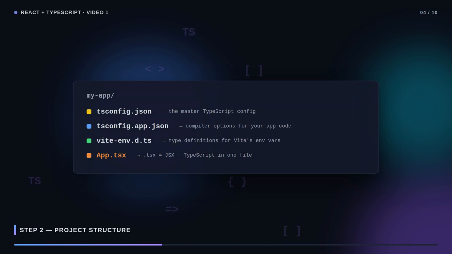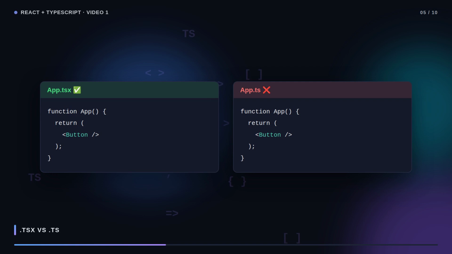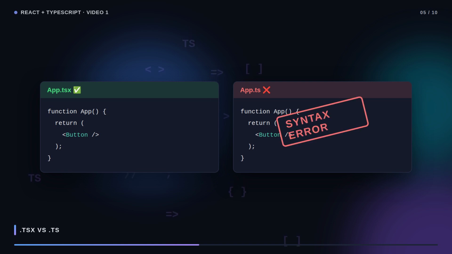.tsx versus .ts. Quick thing before we move on, why is it App.tsx and not App.ts? Simple. .tsx tells TypeScript this file contains JSX, those angle bracket tags like div and button. If you try to write JSX inside a plain .ts file, TypeScript will throw errors because it thinks you're trying to write a type assertion, not markup. Rule of thumb, any file with JSX in it is .tsx. No JSX, just .ts.